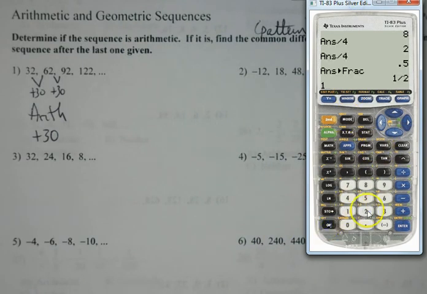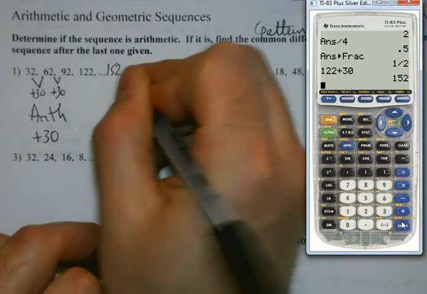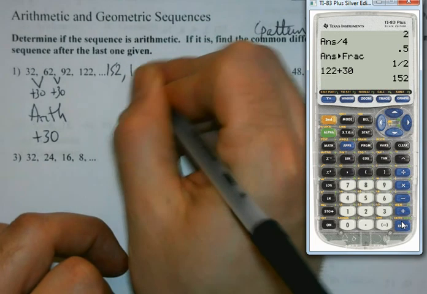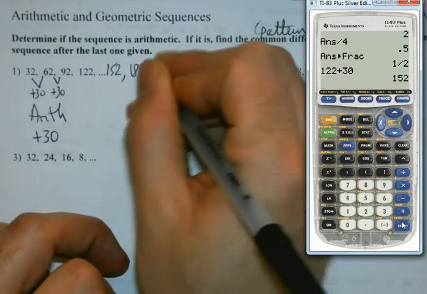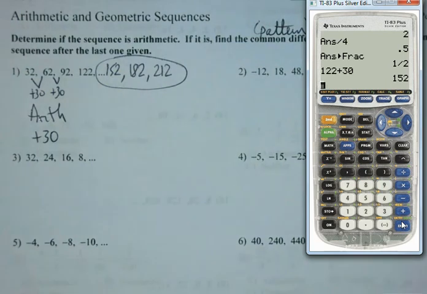So, I start with 122, and I'm just going to keep plussing by 30. So, 152, and another 30 is 182, and another 30 is 212. And I'm done. But the biggest thing here is finding that difference, learning to see how this works.